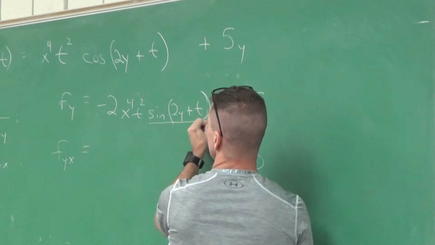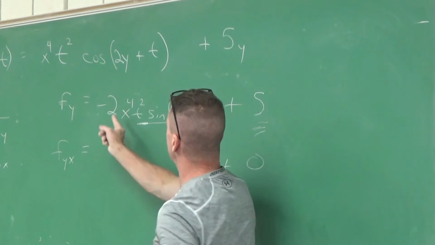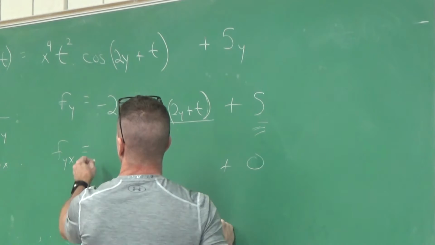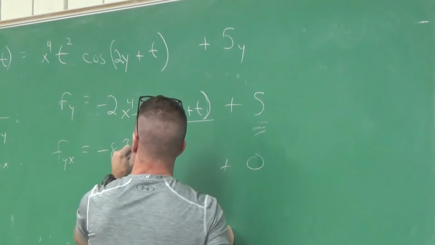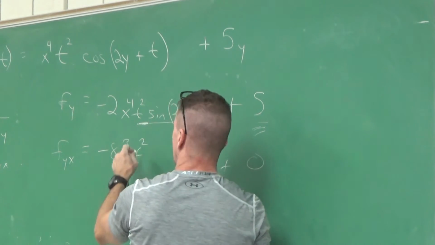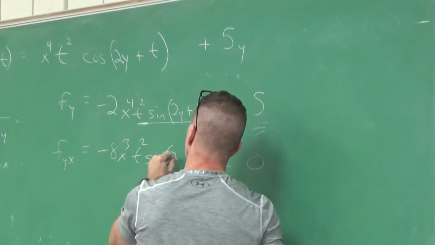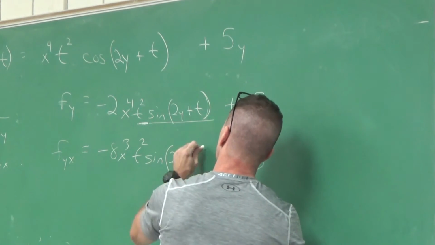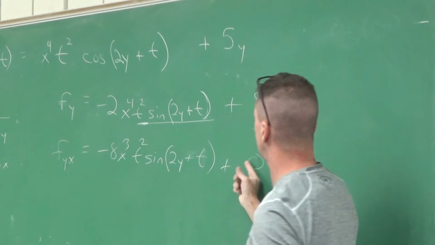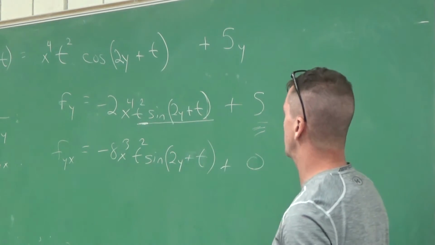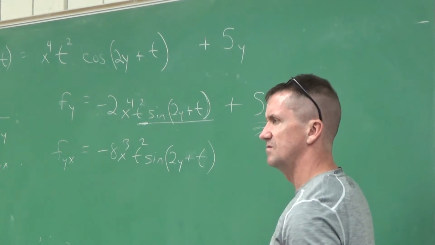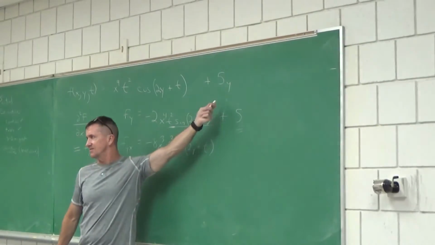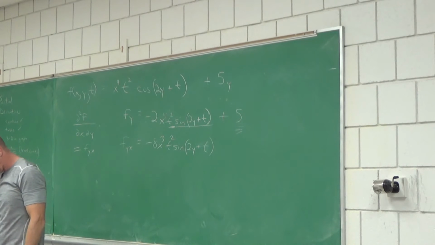Hey, so what happens here? This stays constant. That stays constant. But what happens to this x to the 4th? Because you do have to differentiate that, right? You get negative 8x cubed. And look, just don't change this to cosine. It stays sine of 2y plus the t, plus 0. And you do not have to put the plus 0. Is that okay? Right. Be careful of those little things.